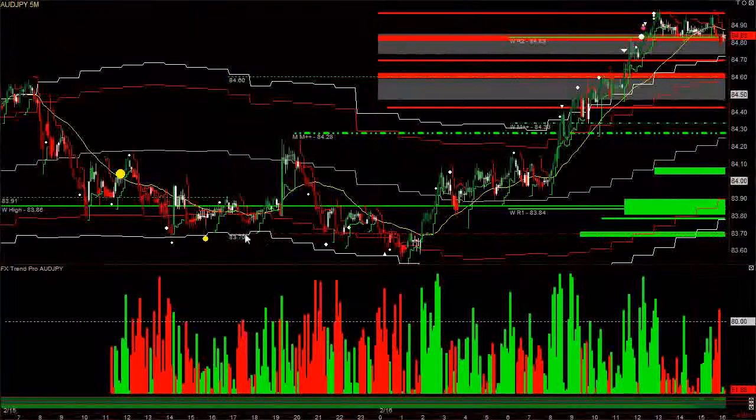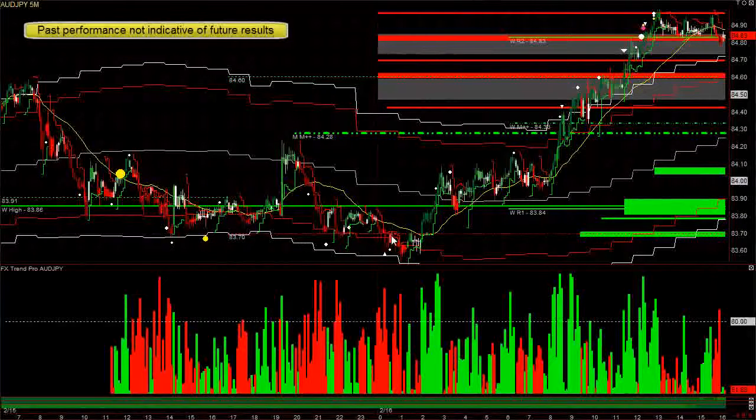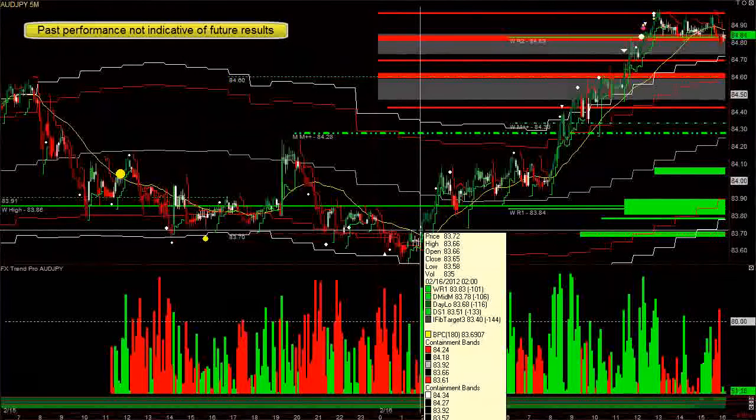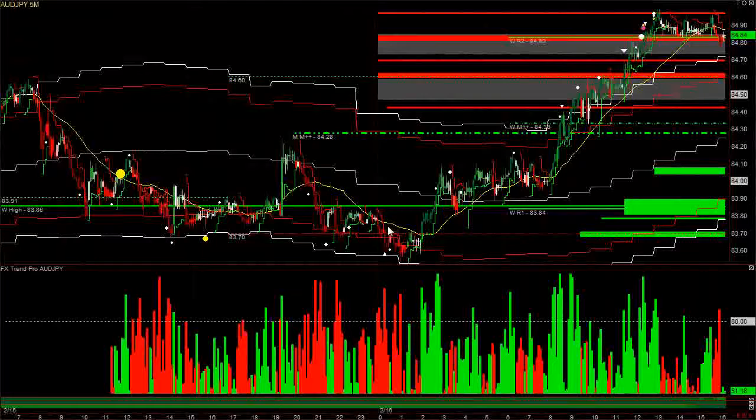Australian yen, perfect example. Previous day's low acts as support. When it breaks down right here, and then it retests it and goes back above it, you can see it went up from then on out. This is a perfect example of it.